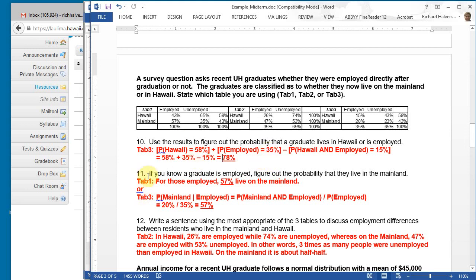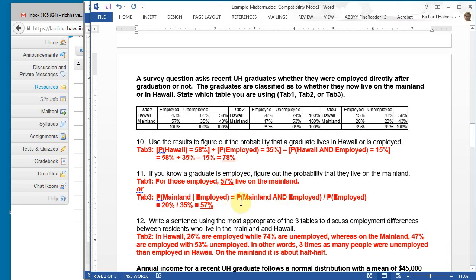What's the next? If you know a graduate is employed, figure out the probability that they live on the mainland. So we can do that directly by looking at employed graduates here in table 1. These are all the employed graduates. Out of 100%, we see that 57% of them live on the mainland. Okay, that's a direct way to do it.